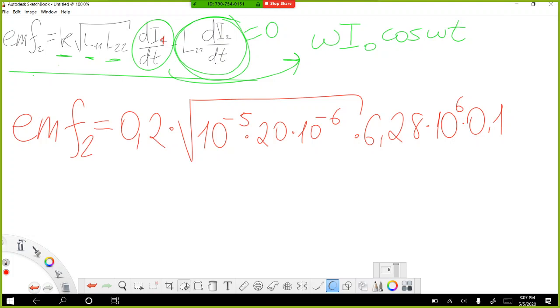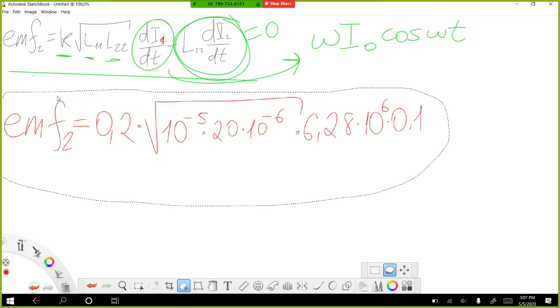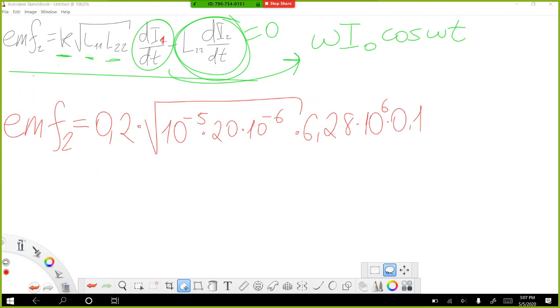So 0.1 multiplied by cosine. Okay, we are out of space. Let me scale it down a little bit. Let's move here. Multiplied by cosine omega t, where omega is 6.28 times 10 to the 6. Okay, let us compute this. Let us take the calculator.